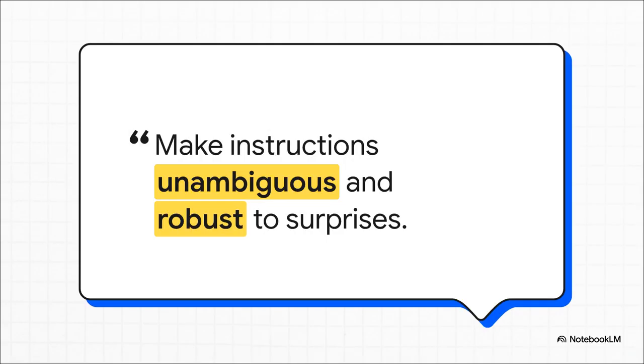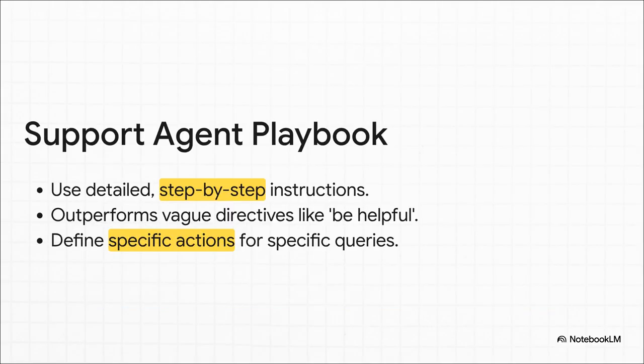Now, let's talk about that playbook again. If you only remember one thing from this whole explainer, please make it this quote from the guide. Make instructions unambiguous and robust, to avoid surprises. See, an agent takes your instructions literally. Any gray area, any ambiguity, that's where things go wrong. For instance, telling a customer support agent to just be helpful, that's totally useless.